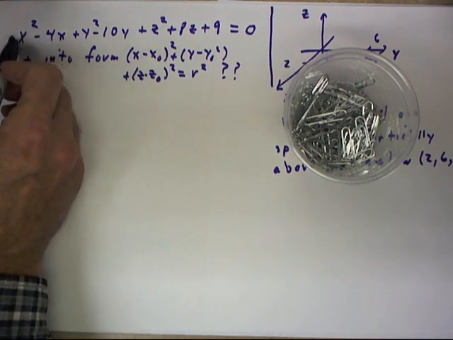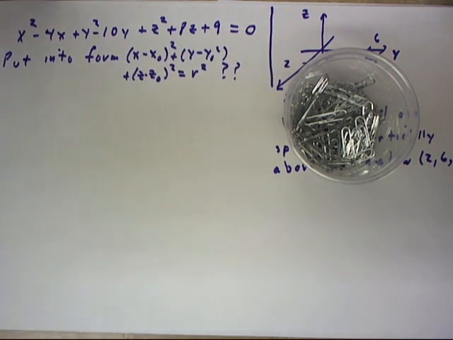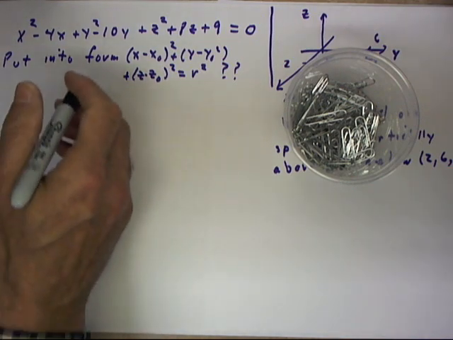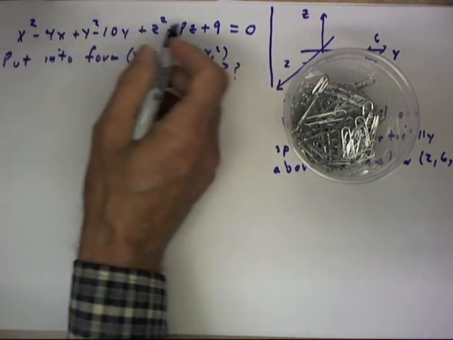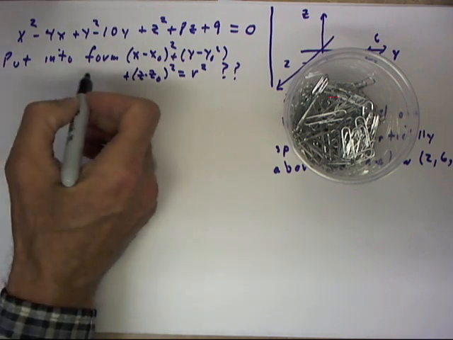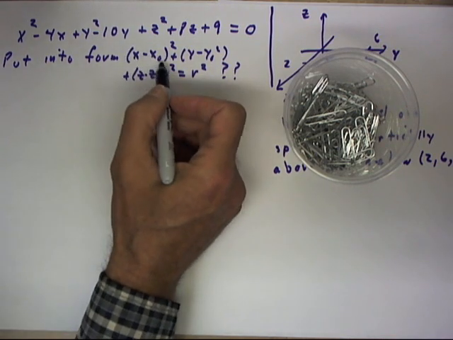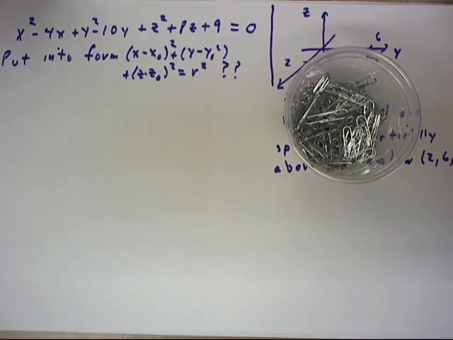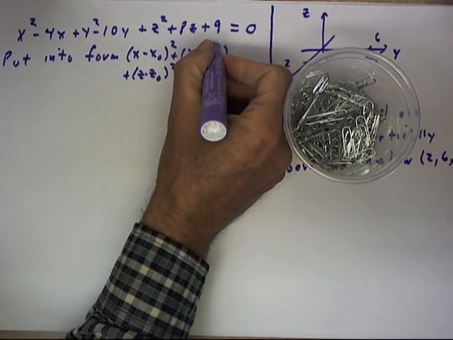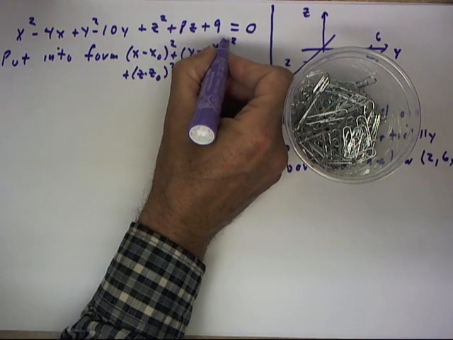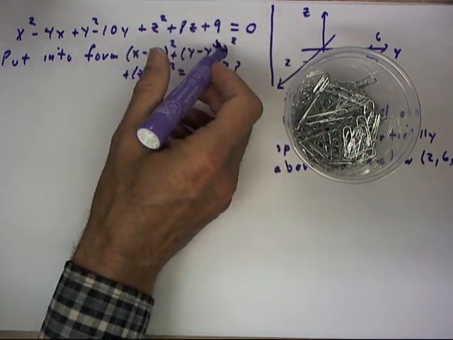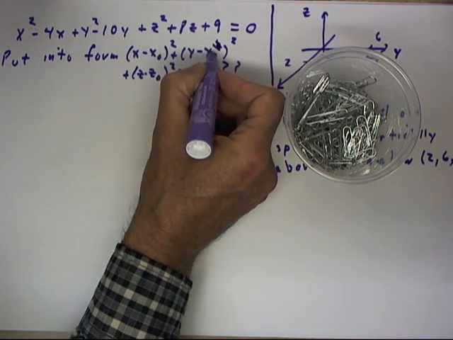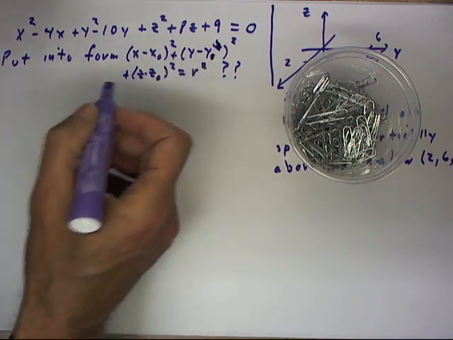Suppose we have the equation that we obtained on the previous clip. There's the equation. Can we put this equation into the form (x minus x naught) squared plus (y minus y naught) squared plus (z minus z naught) squared equals r squared? I've got the square in the wrong place there, so let's just cross that out and put the square here, and make sure we know that's a smudge.